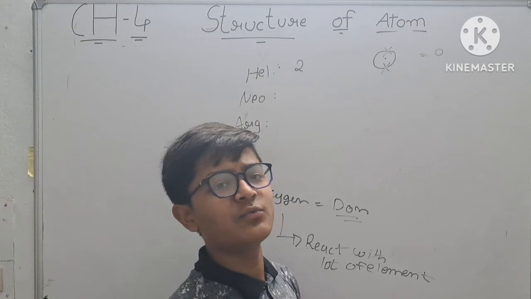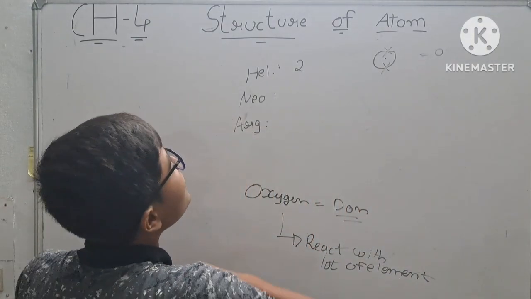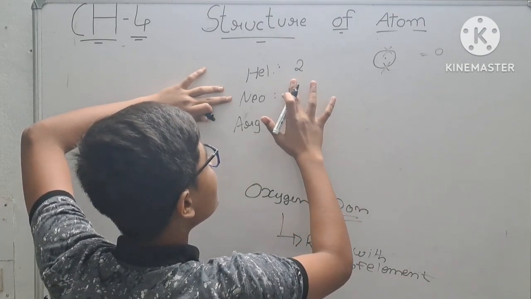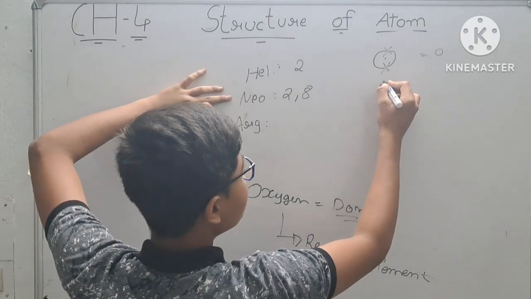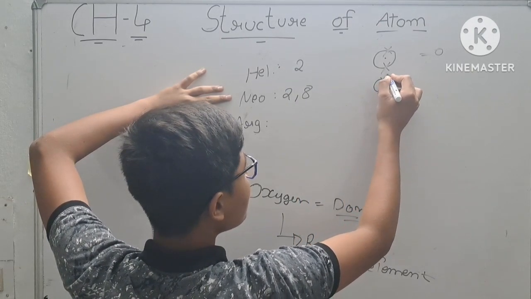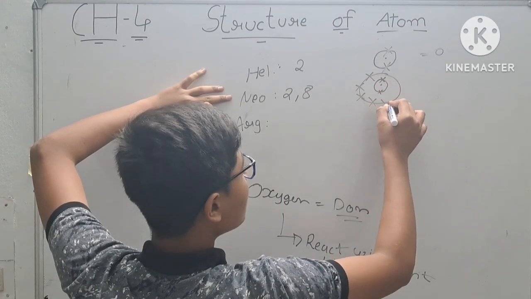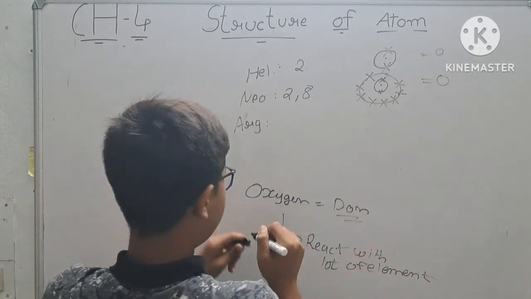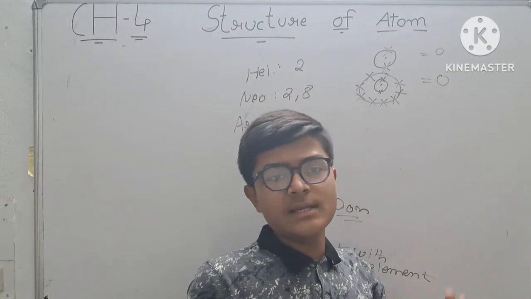to fill its outermost shell. Neon's atomic number is 10, so its shells hold 2 and 8. So the outermost shell is full. Its valency will be 0 because the outermost shell of neon is full.